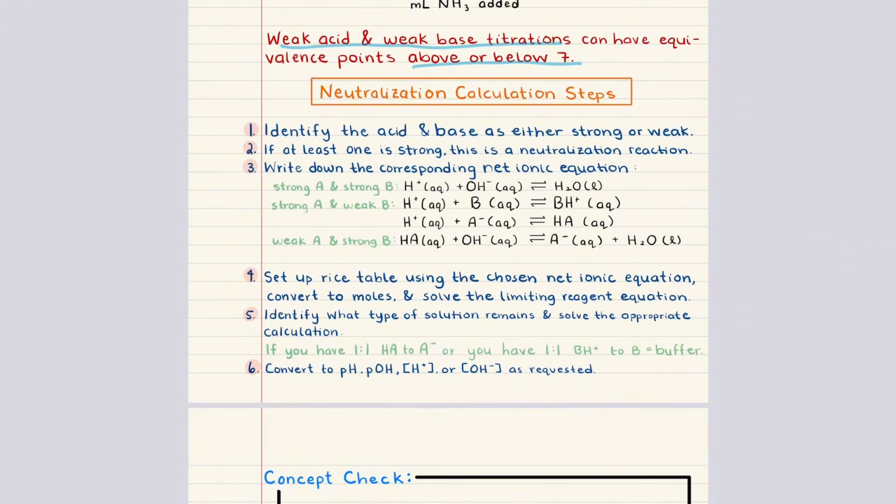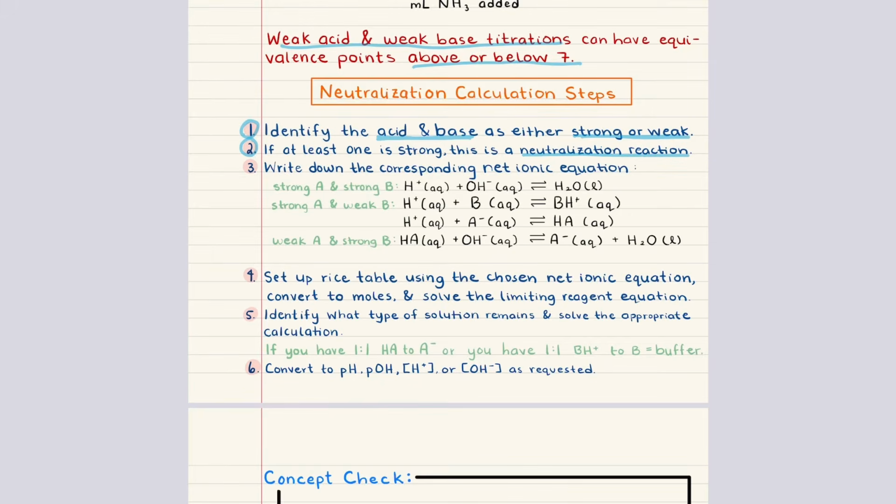So before we go ahead and tackle examples, I want to give you a clear, repeatable way to solve any neutralization problem that involves at least one strong partner. So the first step for any of this is to begin by stating what you have and classifying each substance as strong or weak. Strong acids and bases dissociate completely in water. Weak acids and bases establish an equilibrium with water.